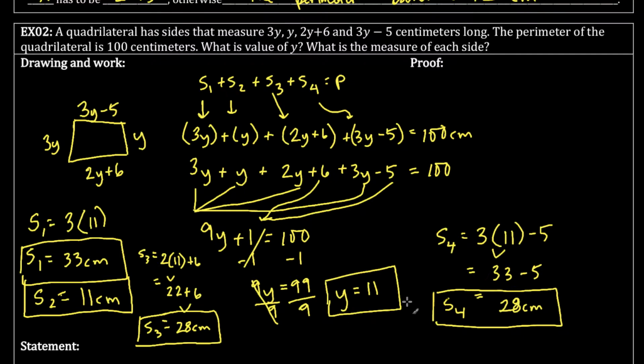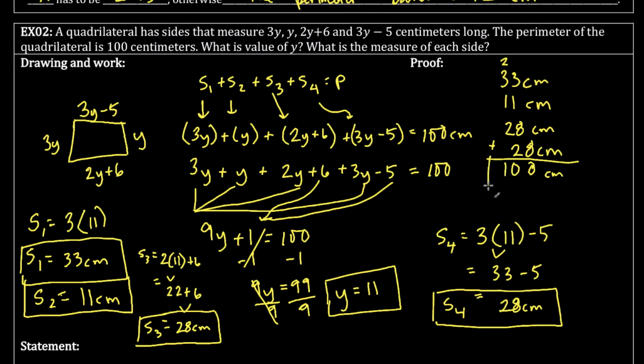Okay, now if we add these four sides together, we should get 100. Let's see about that. 33 centimeters plus 11 centimeters plus 28 centimeters plus 28 centimeters again. Let's add these together. So 8 plus 8 is 16, plus 1 is 17, plus 3 is 20. Let's put centimeters here. And 3, 4, 5, 6, 7, 8, 9, 10. So 10. So 100 centimeters.